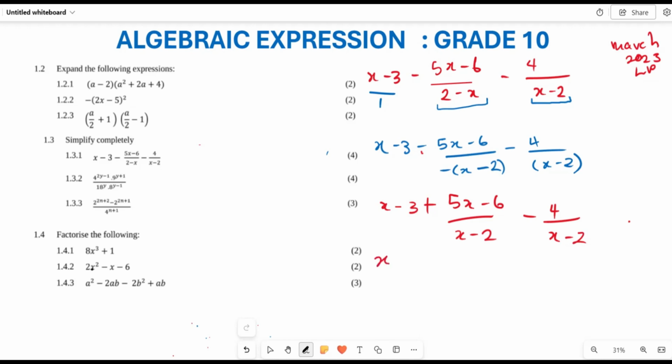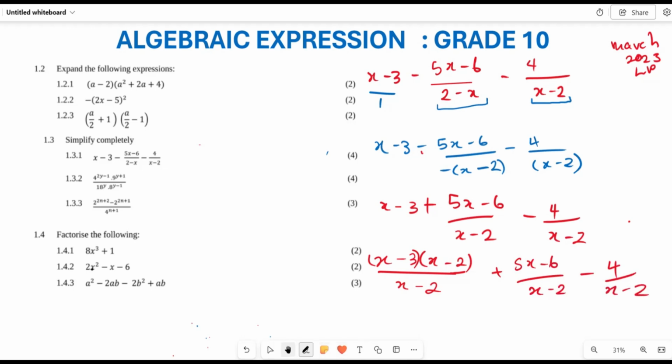This is the same as x minus 3 multiplied by x minus 2, right? This is what you are having. Then your denominator, it's the same as x minus 2, right? And then this is the same as plus 5x minus 6. This is x minus 2. This is minus 4. This is the same as x minus 2, right?